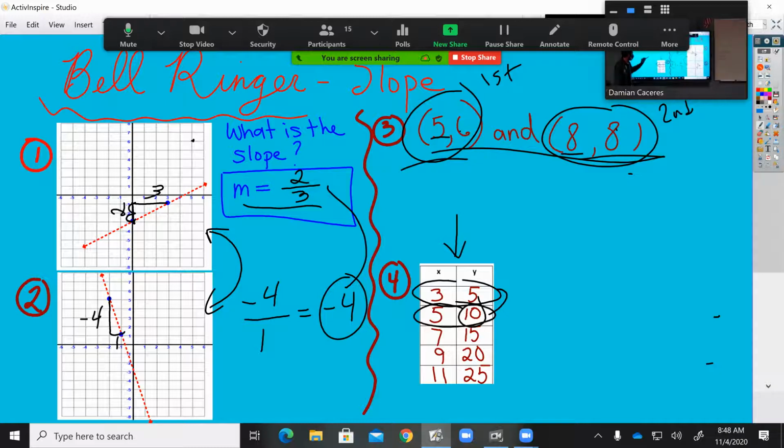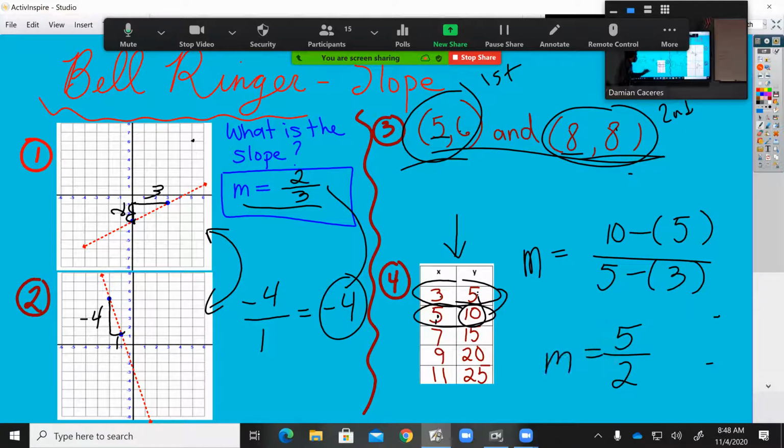The second y minus the first y would be 10 minus 5. And the second x minus the first x would be 5 minus 3. Now we solve this. 10 minus 5 would be 5. 5 minus 3 would be 2. My slope is 5 over 2.